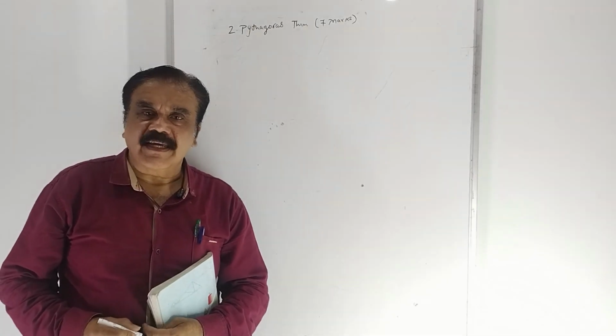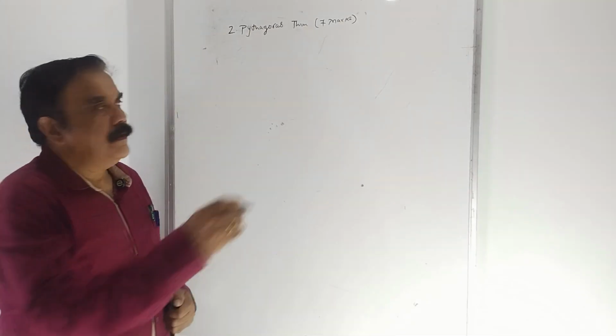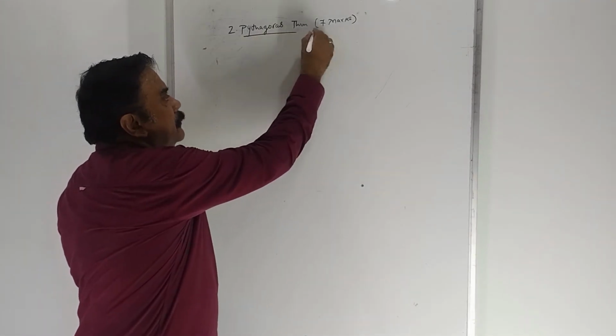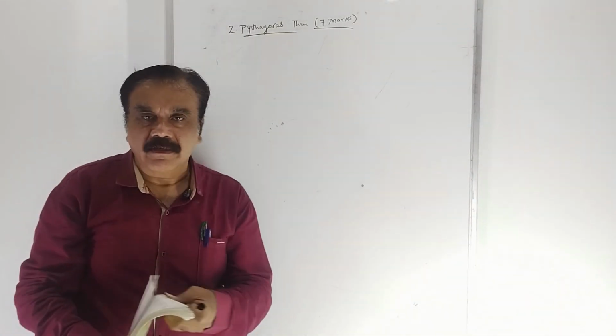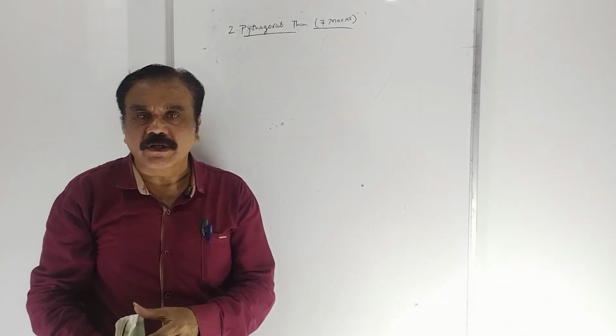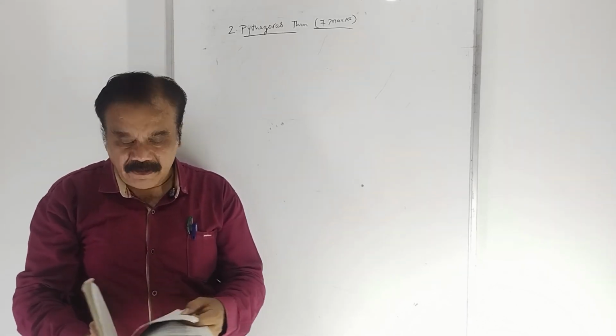Now we start with the second chapter, Pythagoras theorem. Okay, this is a very easy chapter. This chapter carries 7 marks. Now see here also children, you can score full 7 marks in this chapter.